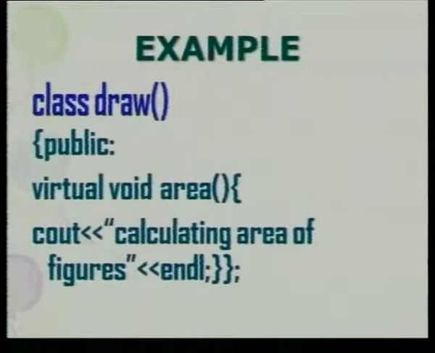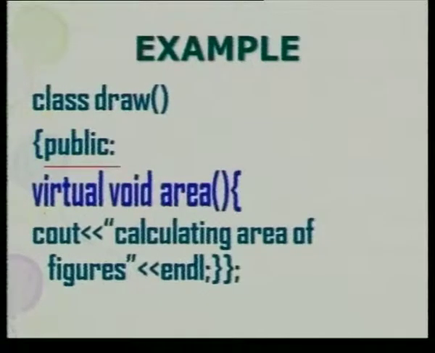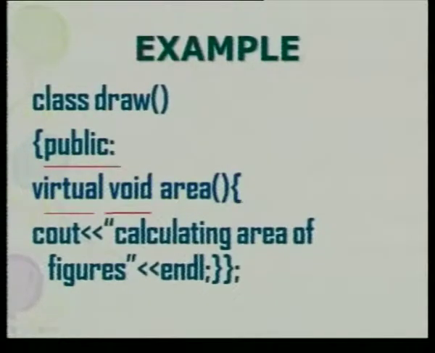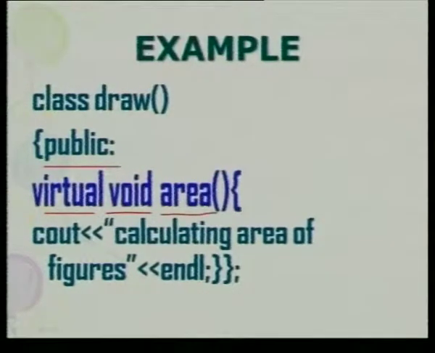Now we will see an example of how these virtual functions are executed. You have draw, the name of the class, and here you have the keyword public, the keyword virtual, the return type void, and the name of the function area.